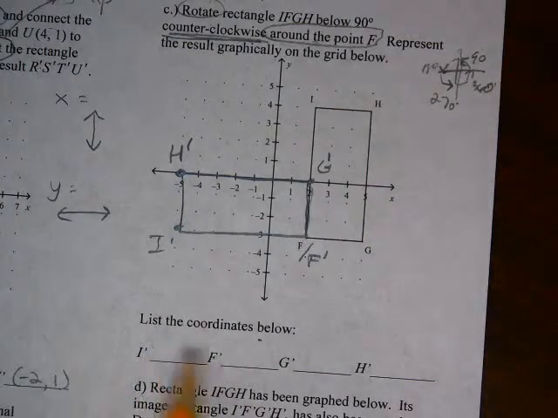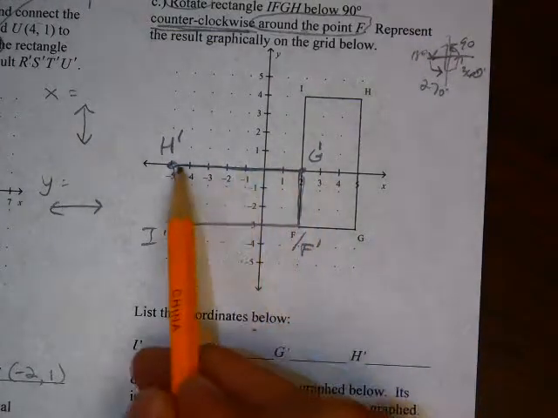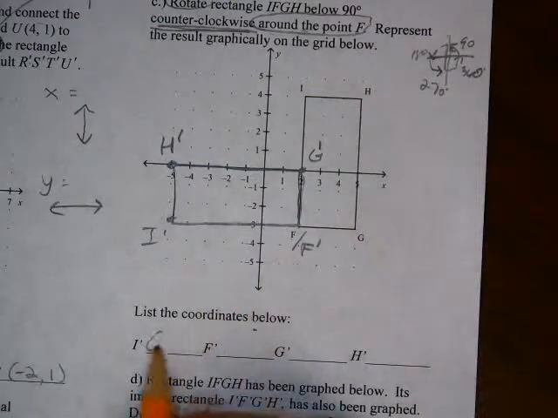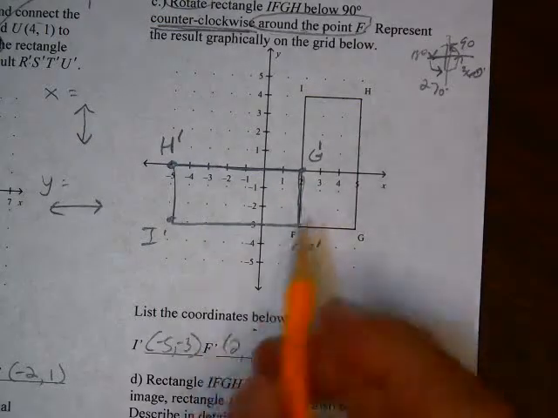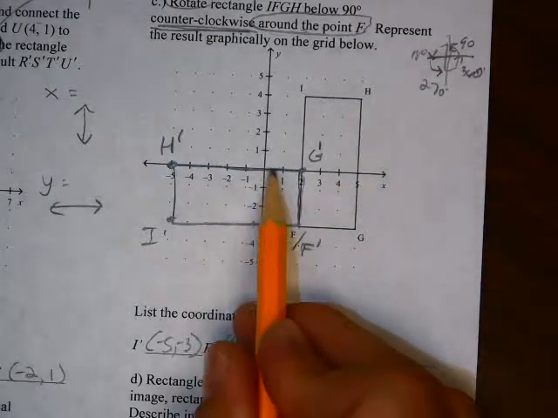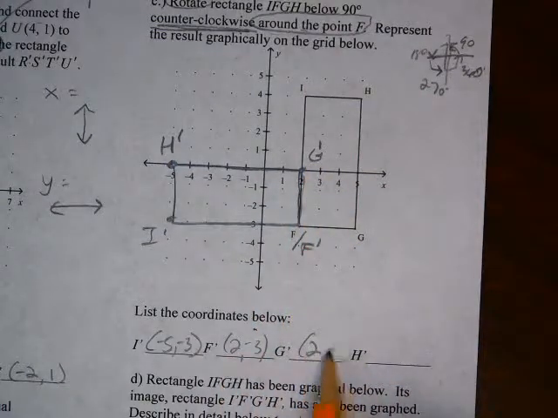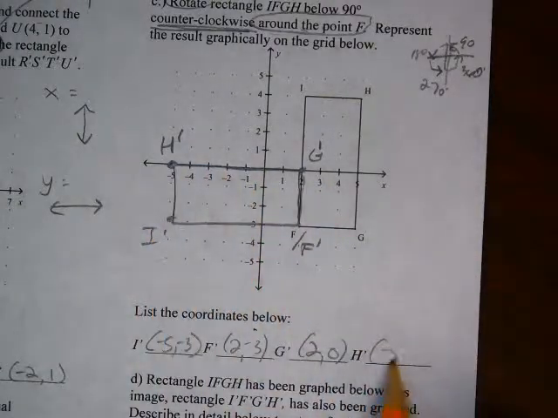It does ask to list the coordinates below. So for I prime, we're all the way out here, -5, down 3, so that's -5, -3. F prime didn't change, that's at 2, -3. G prime, be careful. A lot of people want to say that this is 0, 2. Remember, this is going 2 to the right first. That's 2 and 0. It's not going up or down. And then same idea with the H prime. Out here, -5 and 0. And there is 1C.